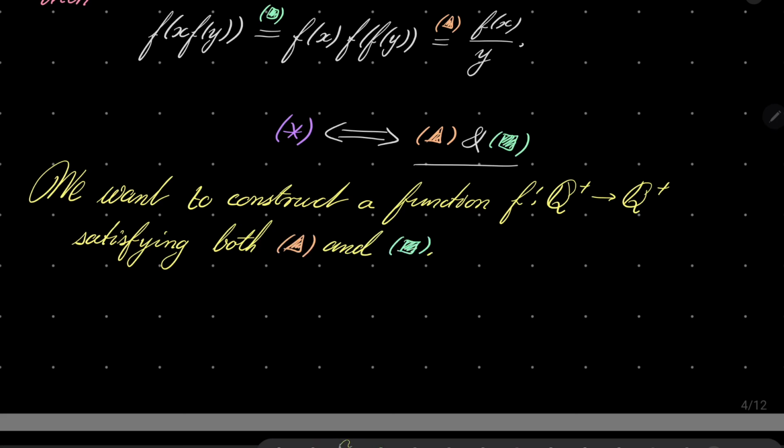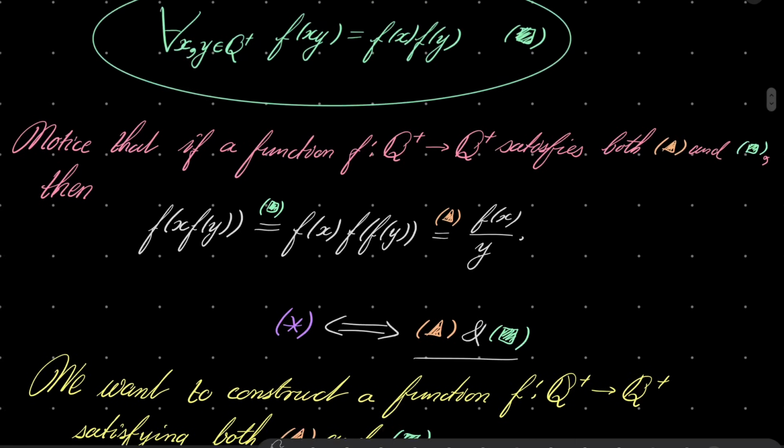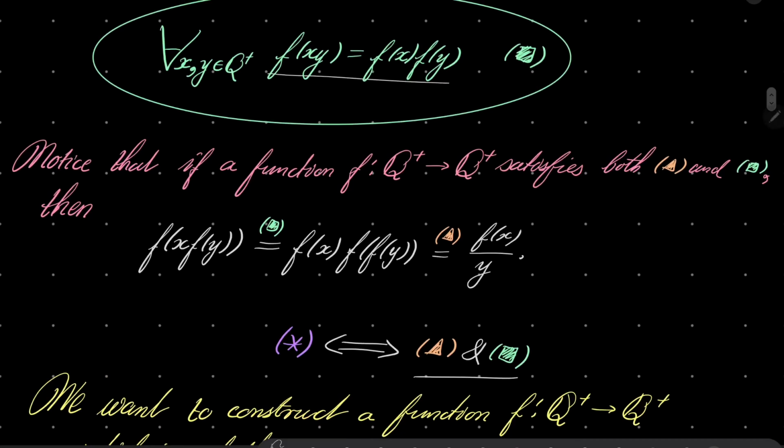How can we do it? Well, the basic idea is that condition square says our function is multiplicative. We know that every rational number can be written as a product of primes with positive or negative exponents. So in essence, it's sufficient to define our function over primes, because the condition that our function is multiplicative extends it uniquely to a function over all positive rational numbers.